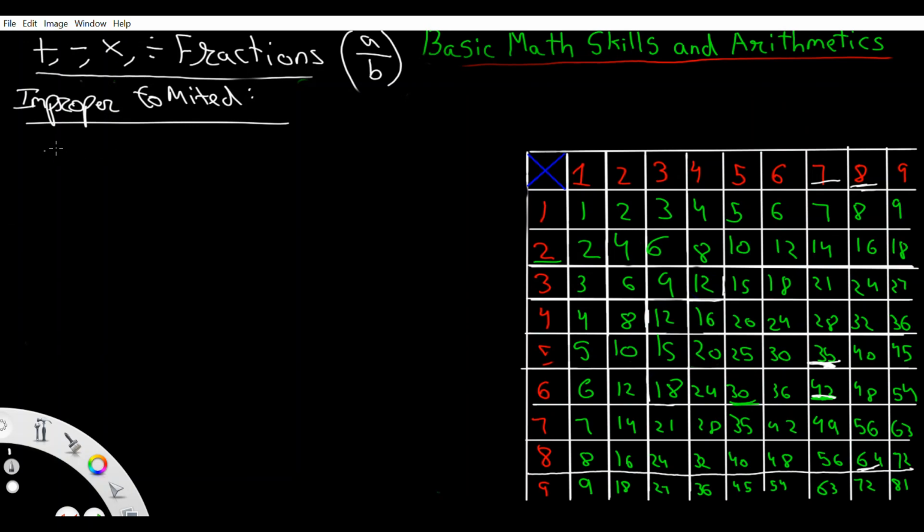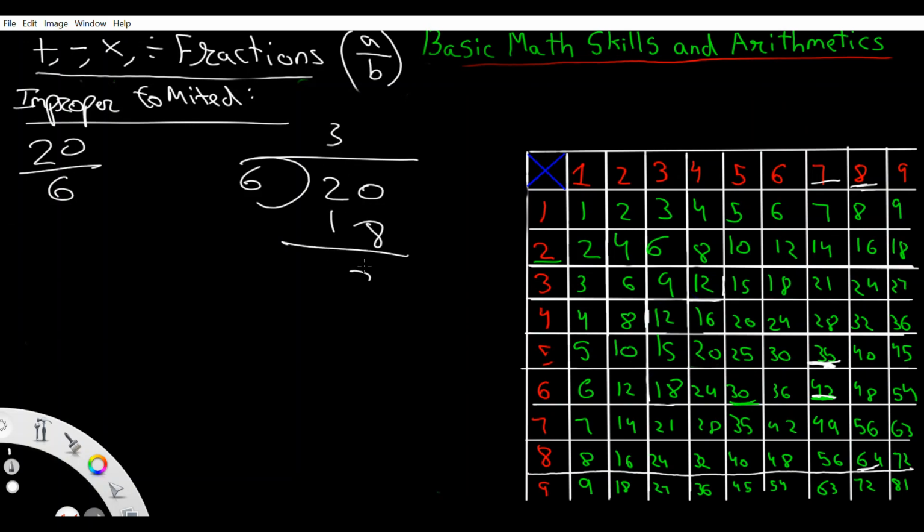For example, if you want to convert 20 over 6 to a mixed fraction, you need to divide it, and the closest multiple of 6 to 20 is 18. So this is 3, 18, 2. Let's keep it like that. Now what we do is I use an acronym called D N W. D for denominator, N for the numerator, and W for the whole number.